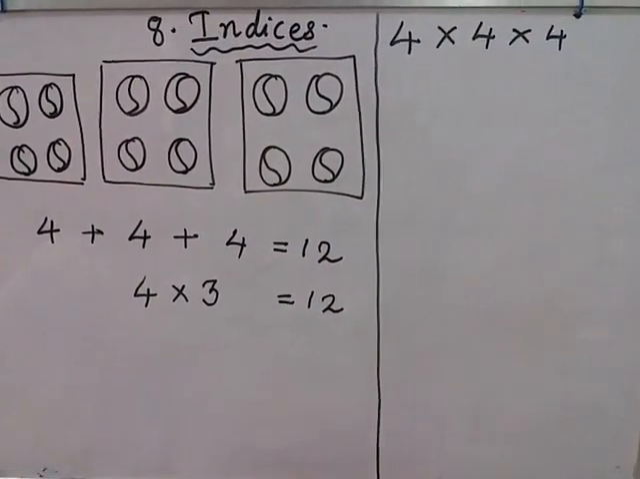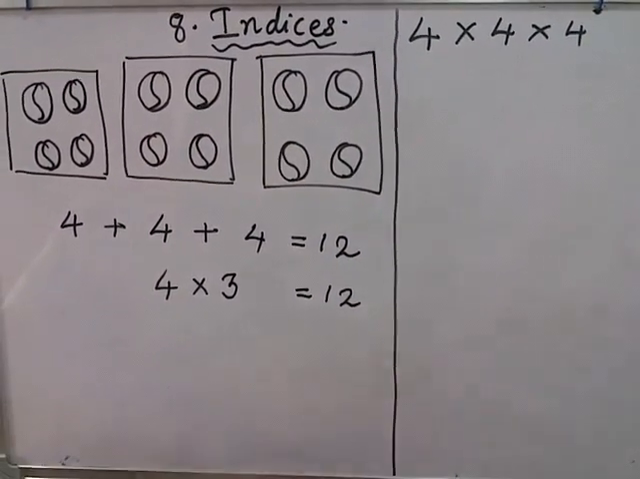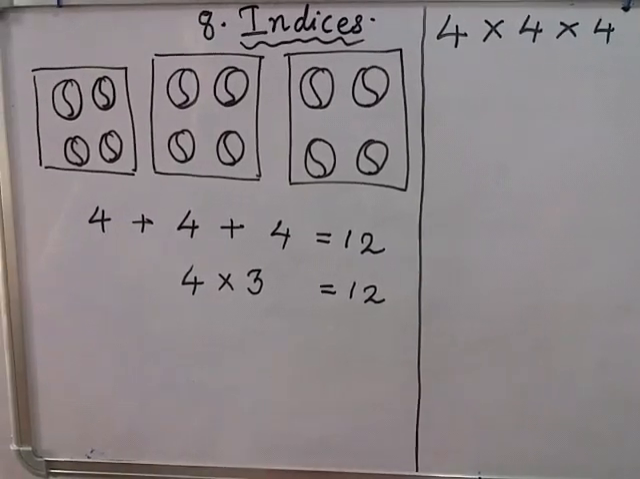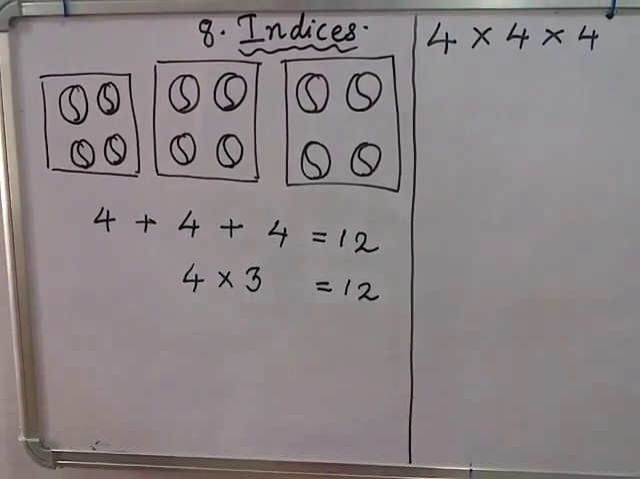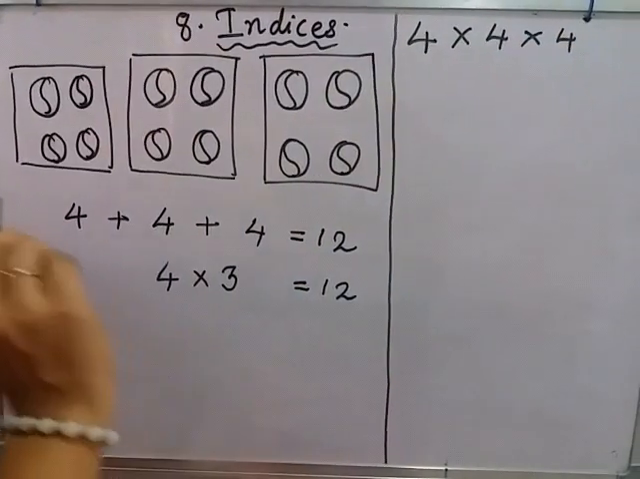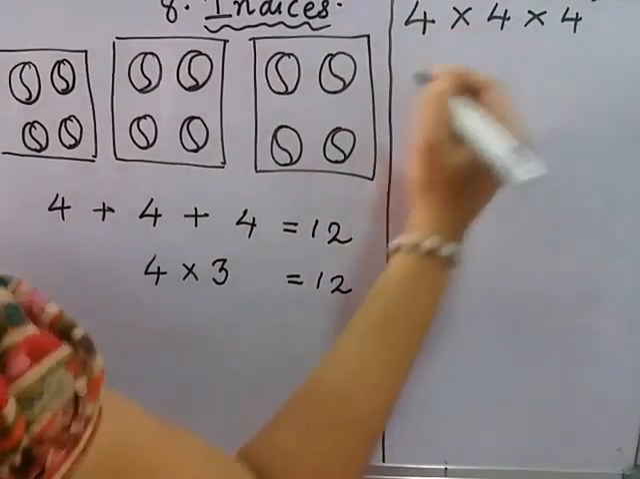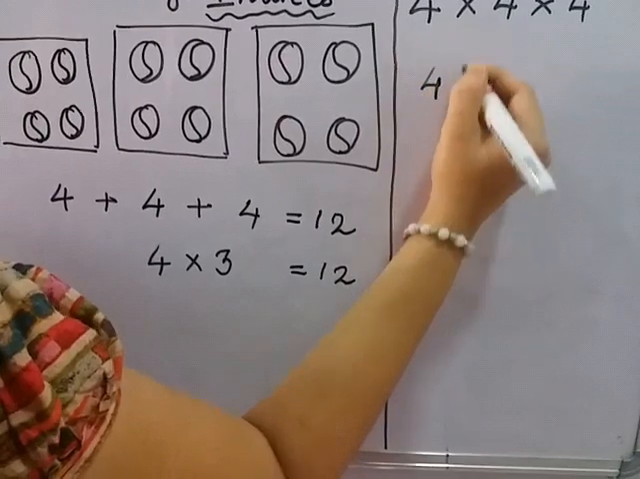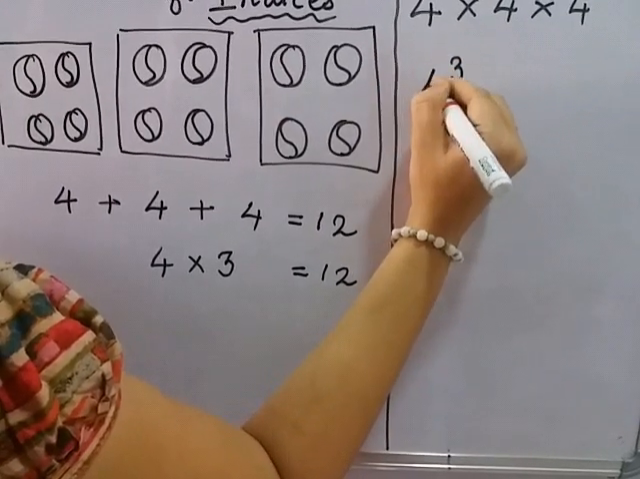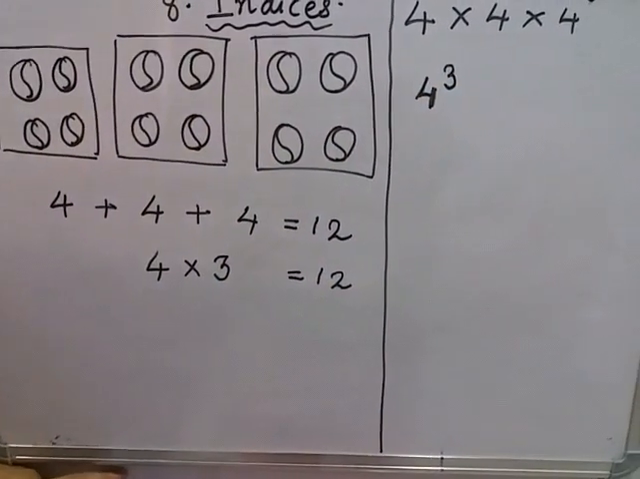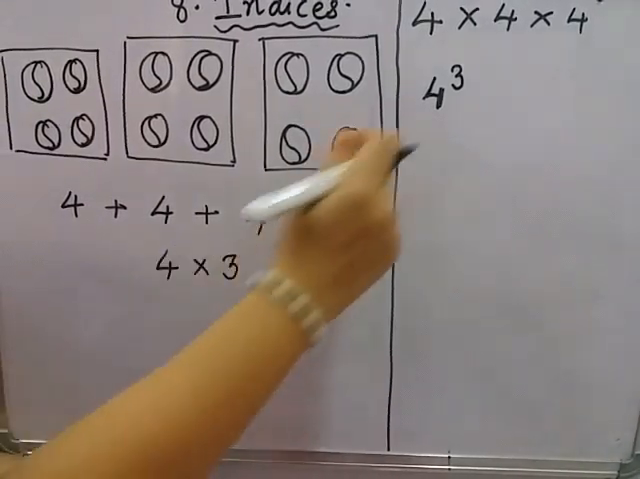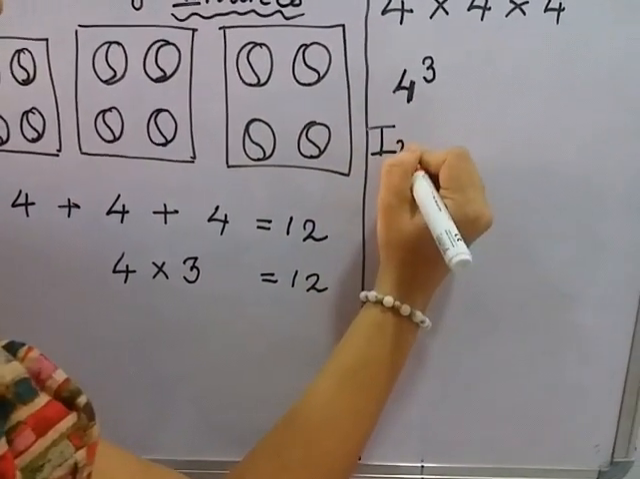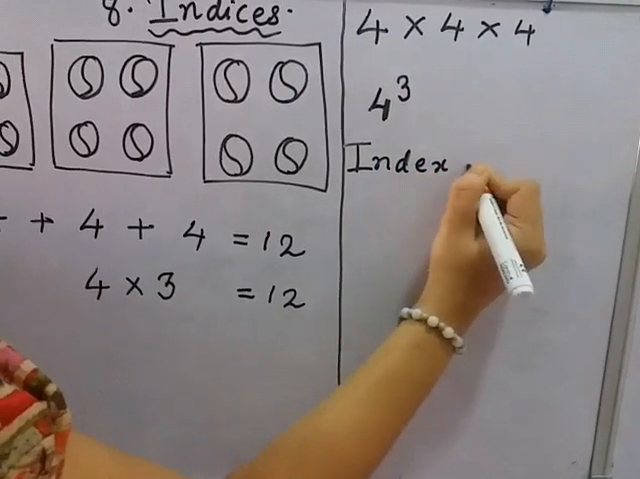Okay, so how to write this number? So 4 is multiplied how many times? 4 is multiplied 3 times. So this we can also write down as 4 with 3 on top. We will write even in this way. So this is something called index form. What is it called? Index form.